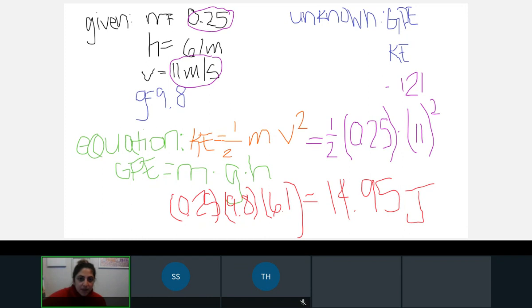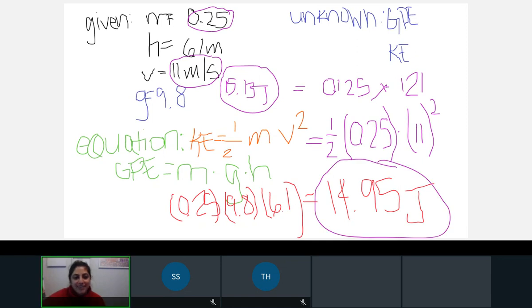So it's 0.125. So now we want to multiply these numbers together. So we're going to do 0.125 times 121, and that's going to give you your kinetic energy, which is, let me know if you have it. 15.125. Perfect. We round to the second decimal, so 15.13 joules. And those are your two answers. Great. Pretty straightforward, I know.